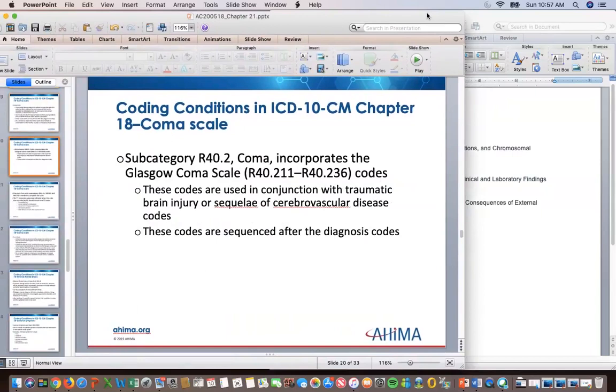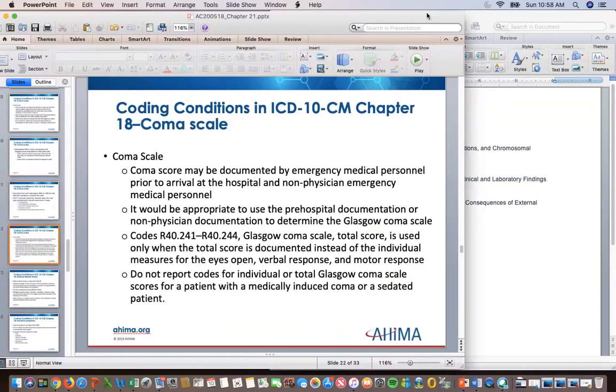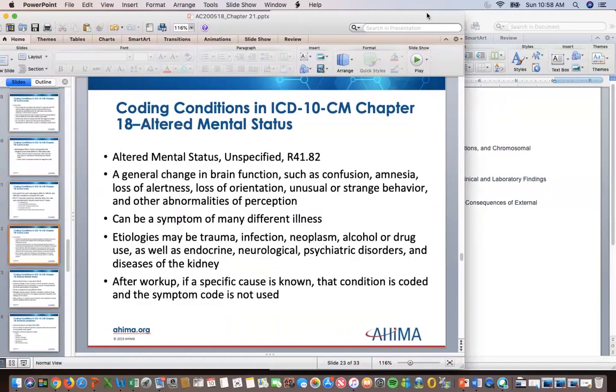Also, R40.2 coma incorporates the Glasgow scale. These codes are used in conjunction with traumatic brain injury, for example someone who had a severe accident, or sequela of cerebrovascular disease. These codes are sequenced after your diagnosis. They talk about the 7th character extension indicating when the scale was recorded, and it should match all three codes. Okay, so keep that in mind. A little more about the coma scale again, so you know that is there for you.